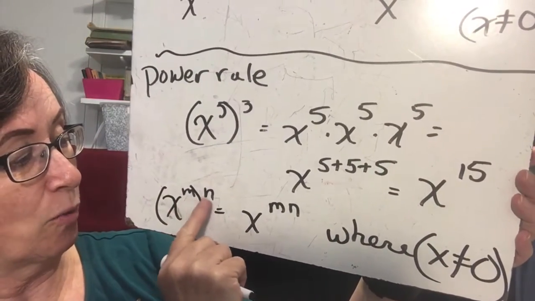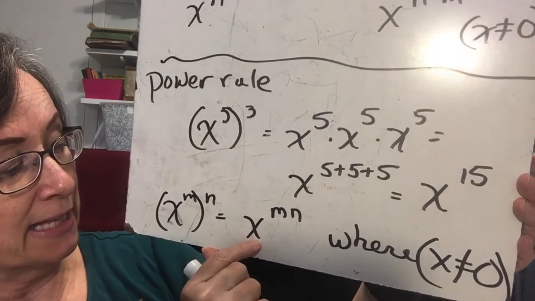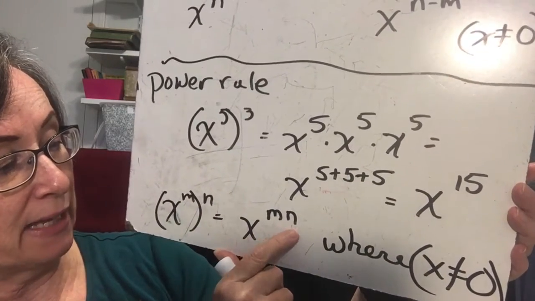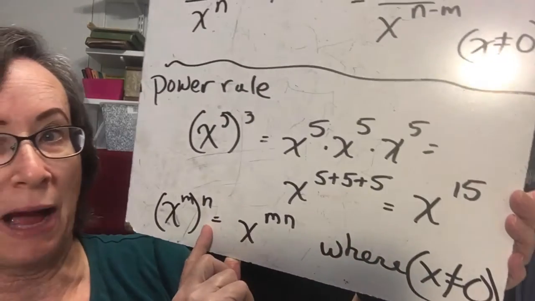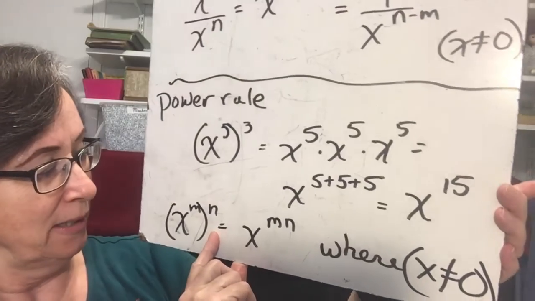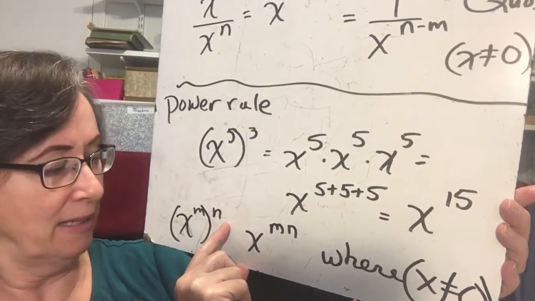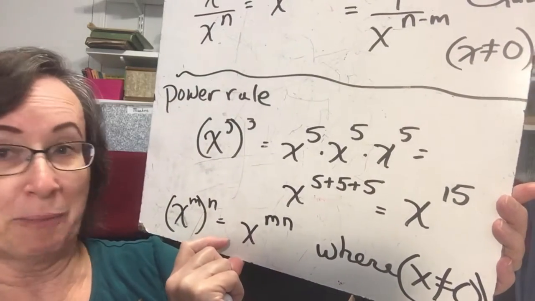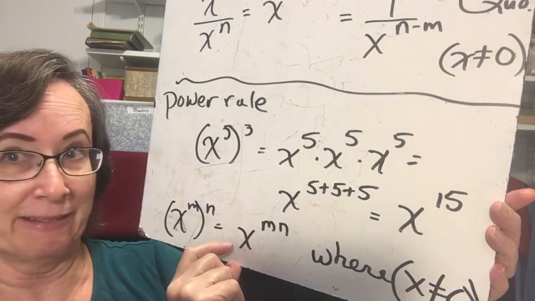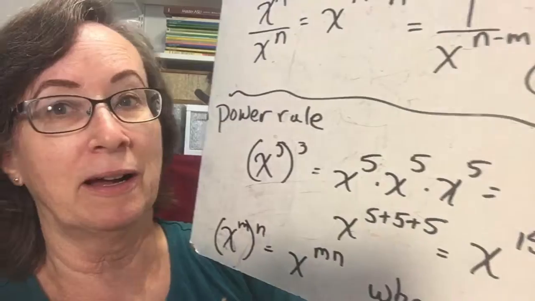So here is our rule stated. x to the m raised to the n, so the whole thing raised to the n, is x to the m times n, where x does not equal 0. I usually call this the power raised to another power rule, because I've got the m raised to another power n. They call it just the power rule. I call it power to a power rule, but that's all right. They're both fine. x to the m times n.